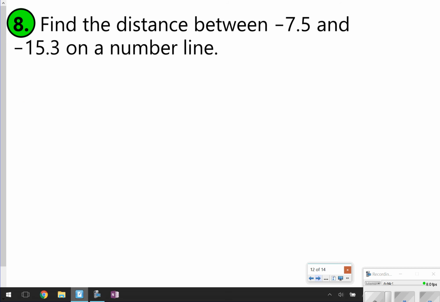This next one you're going to try on your own. Notice that it says find the distance between negative 7.5 and negative 15.3. Since they're both negatives, you've got to do something different here. I'm going to pause the video so you can pause the video right now. Click play when you're ready to check your work.